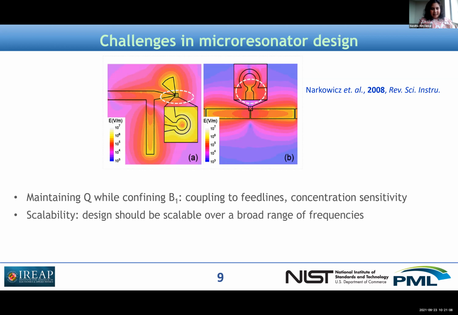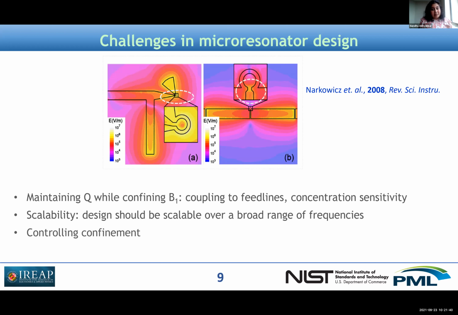The second challenge is scalability. The design should be scalable over a broad range of frequencies. Now, this is not so much of a problem at high frequencies, because at high frequencies the resonator sizes are automatically very small because the wavelengths are small. And so the active volume is not a problem. But you should have scalability from, let's say, 3 gigahertz up to 90 gigahertz, so that you can do multi-frequency measurements.